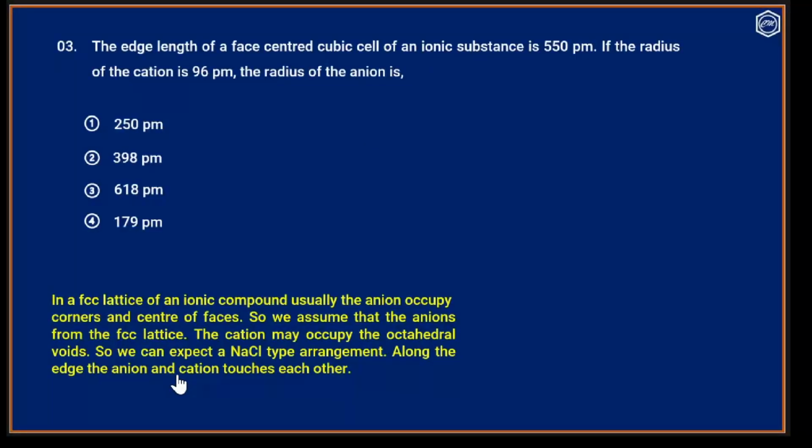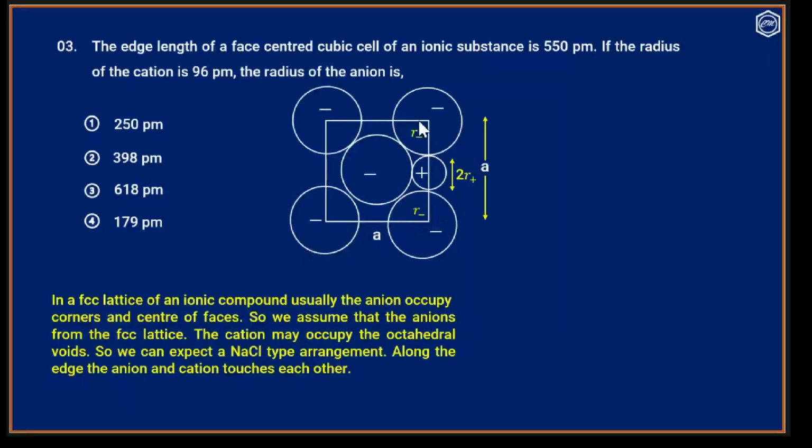Along the edge of the anion, the anion and cation touches each other. So we can draw a figure. So bigger circles are anions and smaller circle is cation. So this is the cation at the middle of the edge. Therefore, edge length A is equal to 2R plus 2R minus. So this is radius of the cation, 2 radii, and 2 radii are anion.